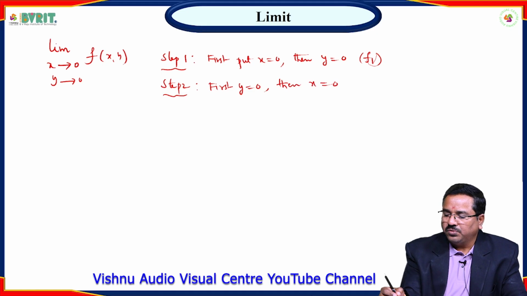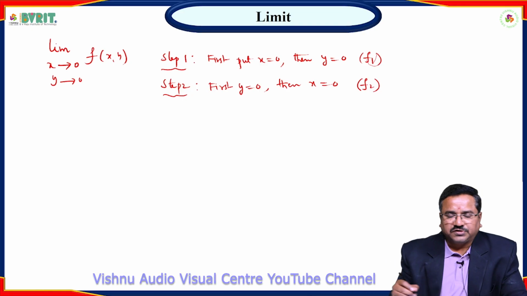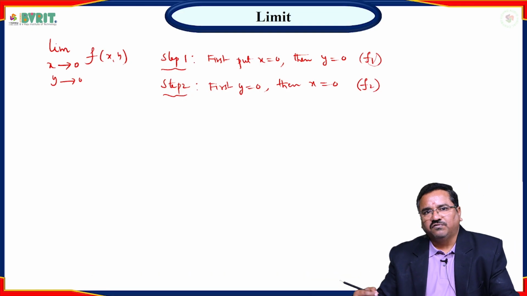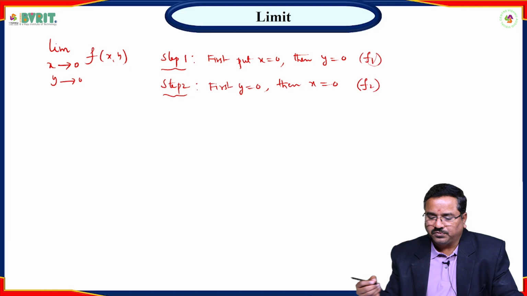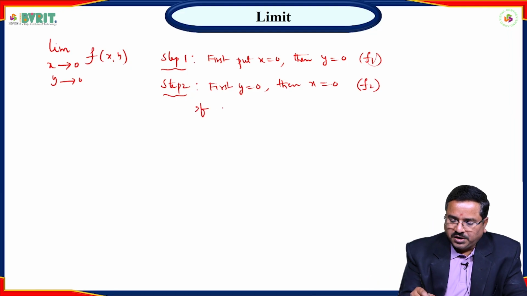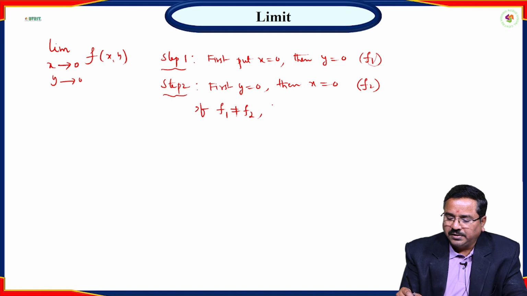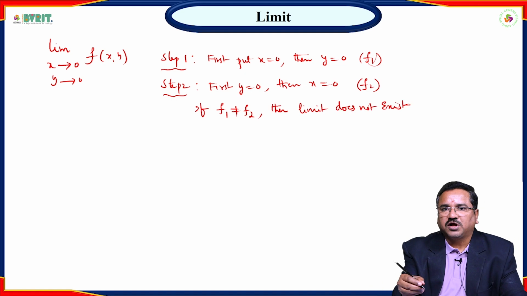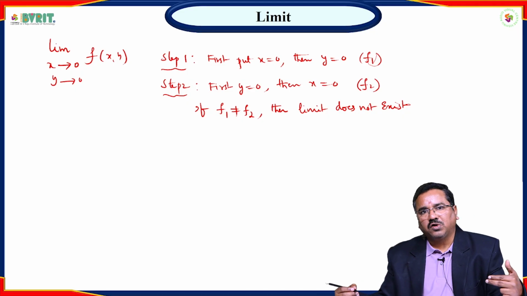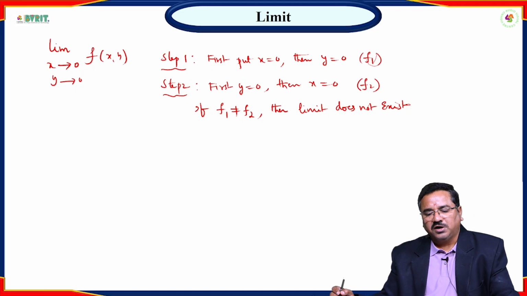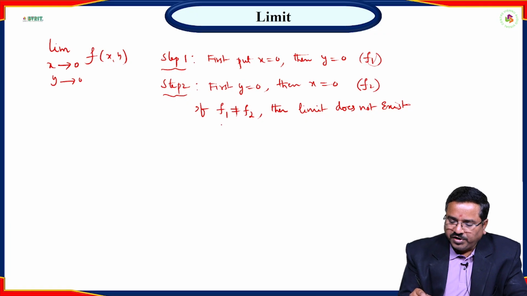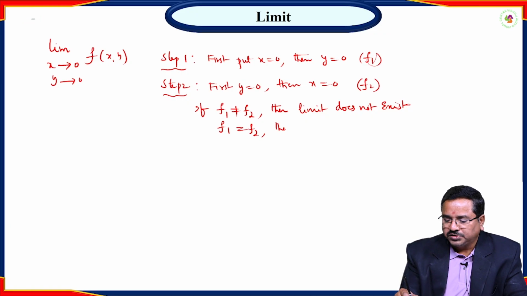Suppose this value, let us say, is f2. After step 1 and step 2, let us observe the answers. Suppose f1 is not equal to f2, if these two are not equal, then the limit does not exist. Even after computing step 1 and step 2, if they are not equal, you can conclude the limit does not exist. Suppose f1 is equal to f2, then we will move to step 3.